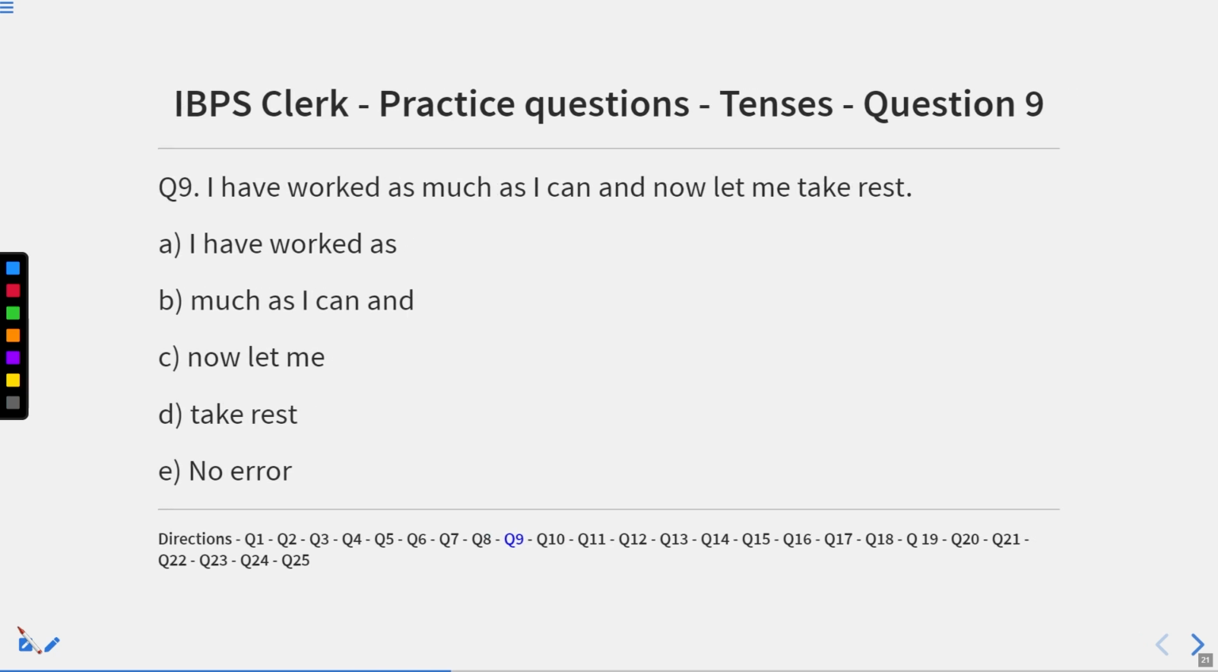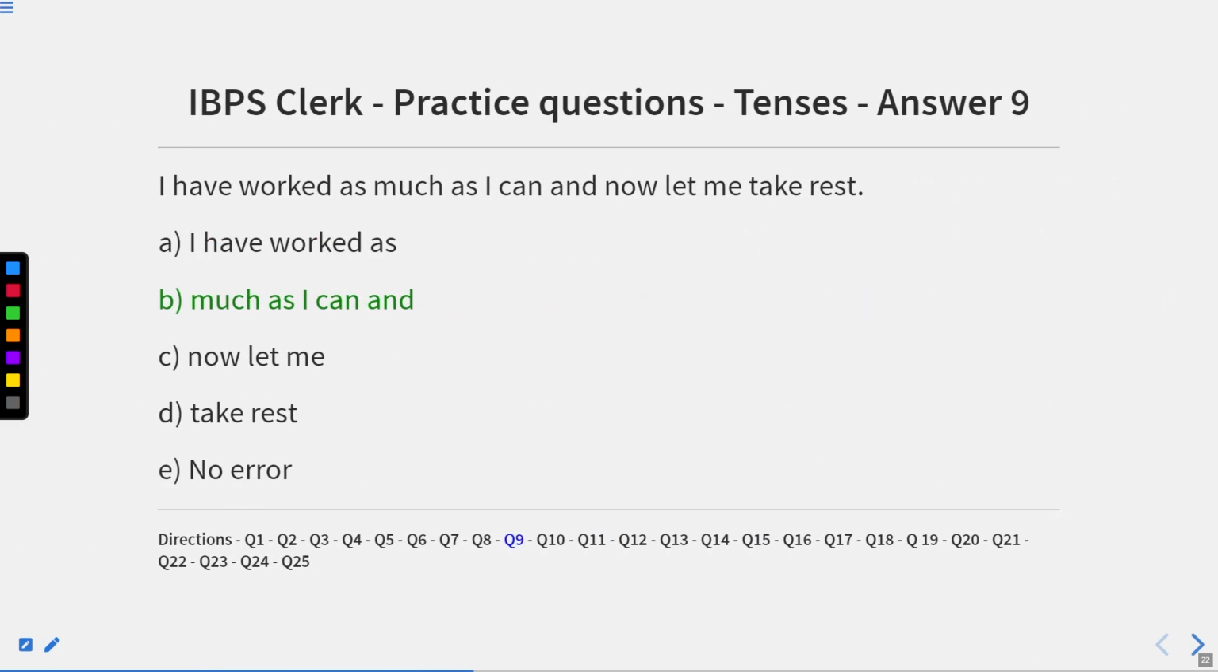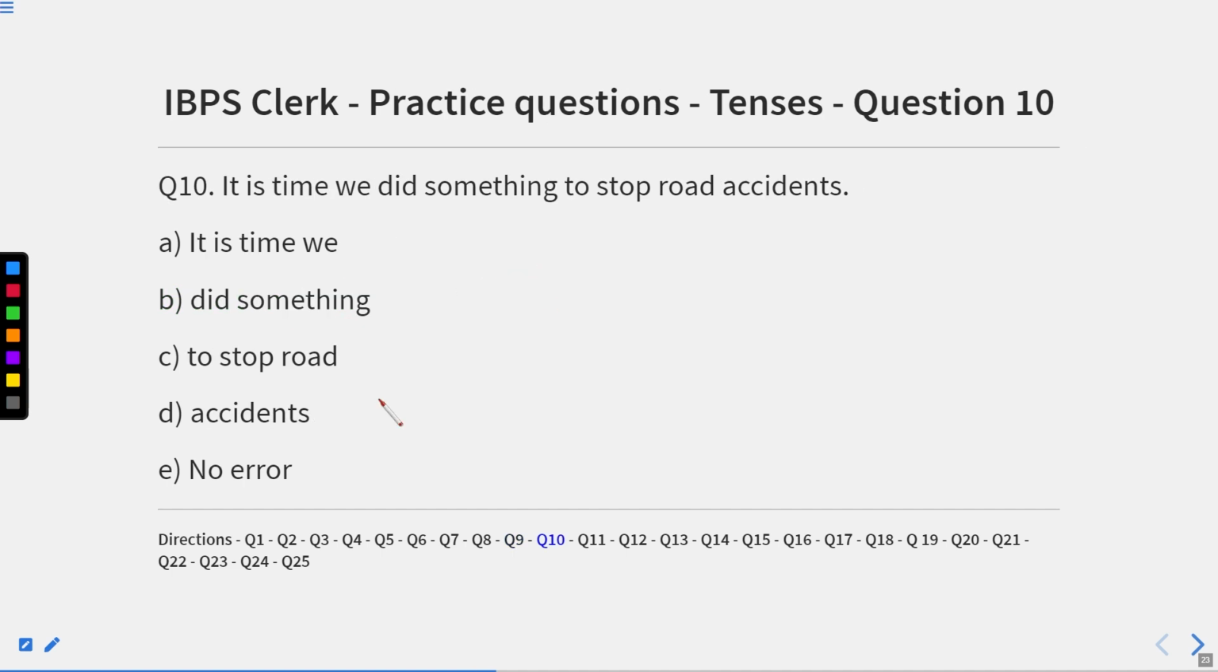Here we have another question. I have worked as much as I can and now let me take rest. Now I have already done the work, so I'm saying I have worked, it means the work has been finished. As much as I can, "I can" shows the capability or the ability that I can do this, but I said that I have already done that, it means the work, how much I could, I have already done that. So the error is in part B, where this can should be replaced with could, because I have already done the work. Now let us move to the next one.